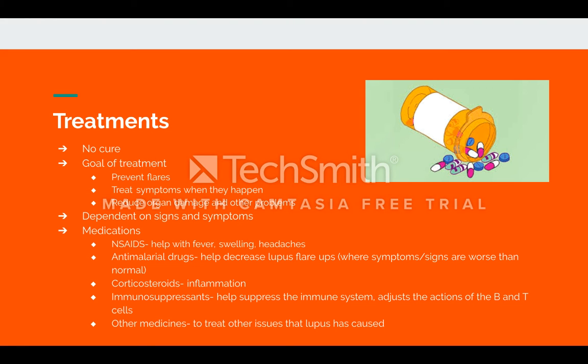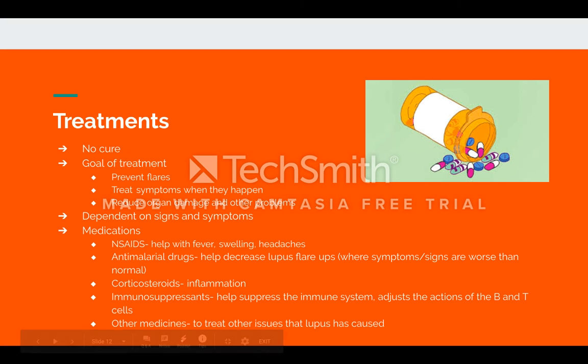Treatments. There's no cure for lupus. The goal of treatment for lupus is to prevent flare-ups, treat the symptoms that they already have, and reduce the organ damage and other problems they may have as well. The treatments are also dependent on the signs and symptoms. One patient won't need the same set of treatments or medication as another.